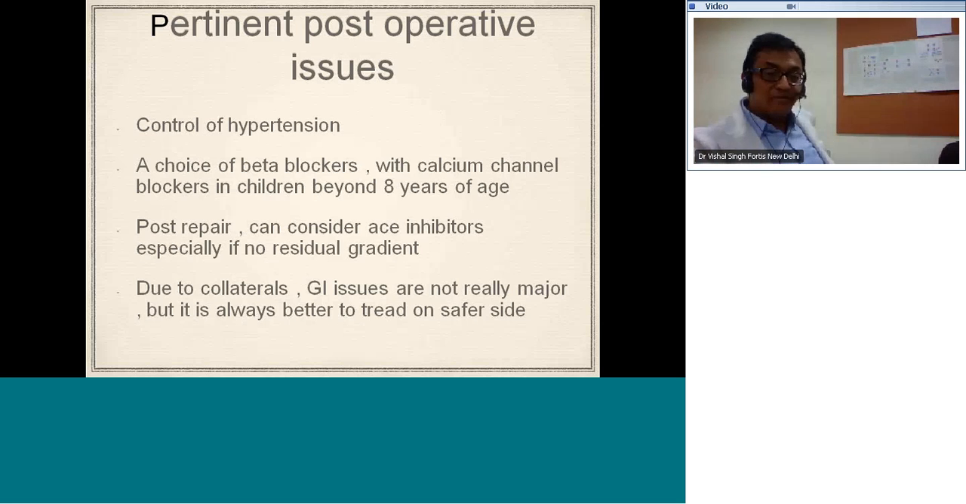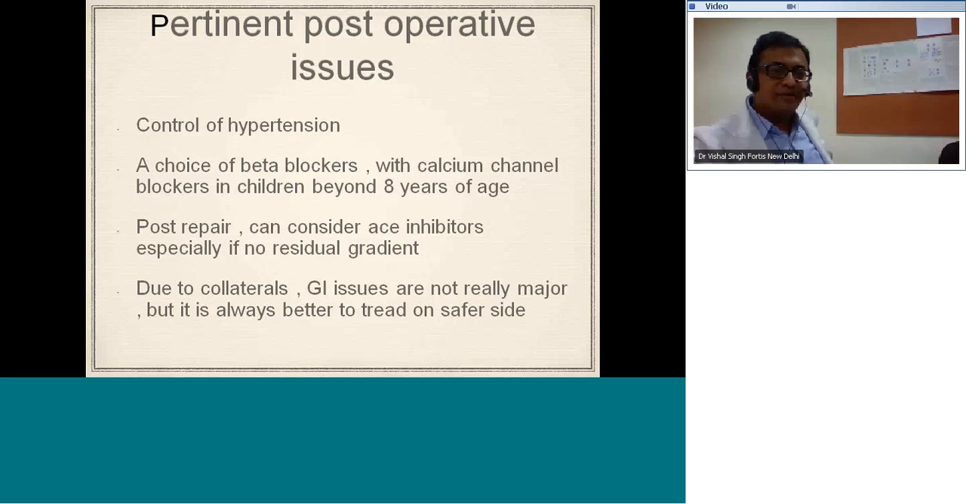Now, due to collaterals in an older patient, you may not have major GI issues, but it's always better to tread on the safer side. Keep a watch on the abdomen even in these situations. Even though we all know that the collaterals are there, he may be getting some new blood flow. He was already having blood flow out there due to the collaterals because it's a late presenter. But still observe for the GI issues as a protocol.